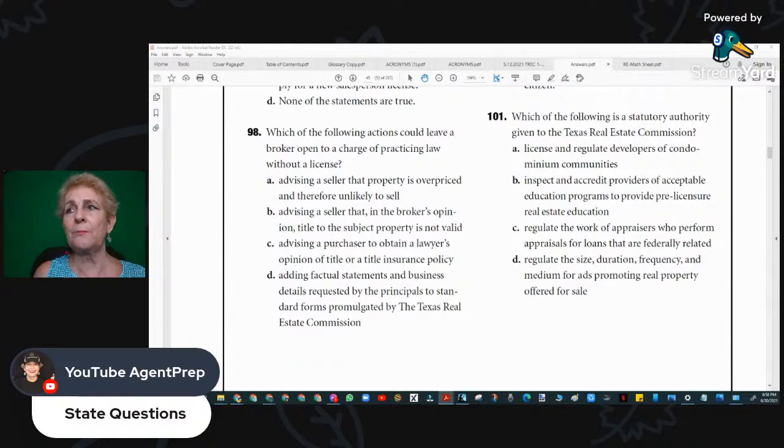So advising a seller that property is overpriced, I mean, we could do that, right? Advising a seller that in the broker's opinion, title to the subject property is not valid. C, advising a purchaser to obtain a lawyer's opinion of title. Yeah, they can do that. Or D, they're not practicing law. Adding factual statements and business details requested by the principals, okay, that we do like in section 11, right? Special provisions. So Sherry says B, Jesse says D. And the correct answer, okay, is B.